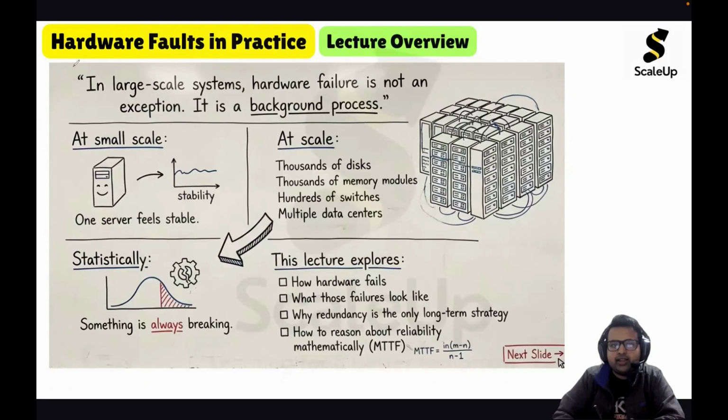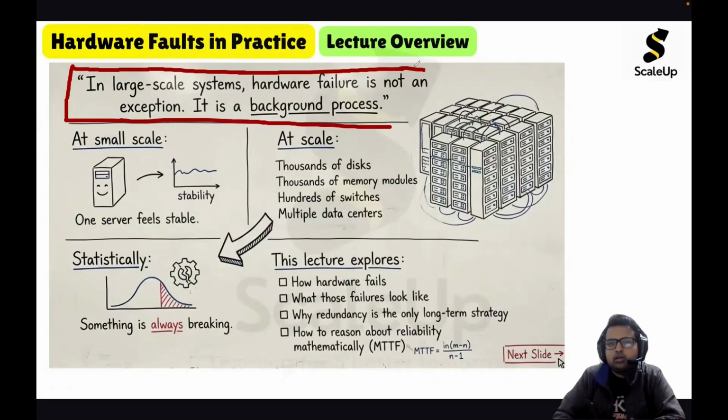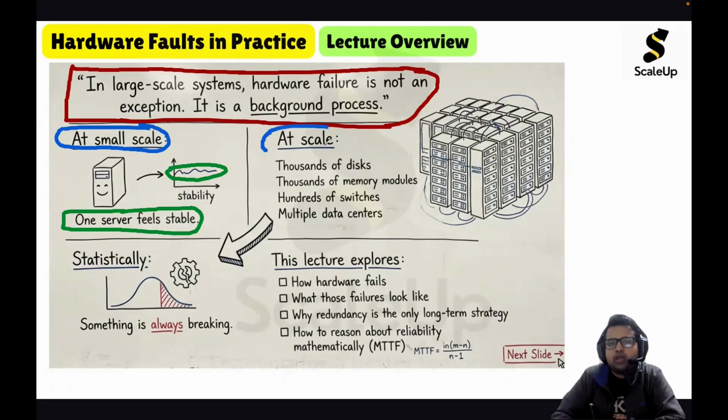See, the idea is that in large scale systems, hardware failure is not an exception. Rather, it is a background process. If we talk about small scale, we have one server, and when we are dealing with just one server, it feels very stable. You feel like, oh, it's very stable. But when you scale the system and introduce thousands of servers, then what will happen?